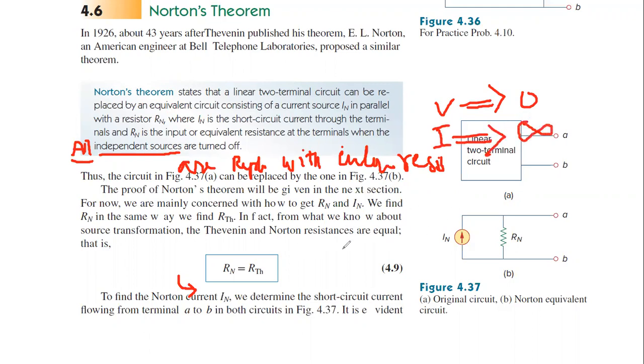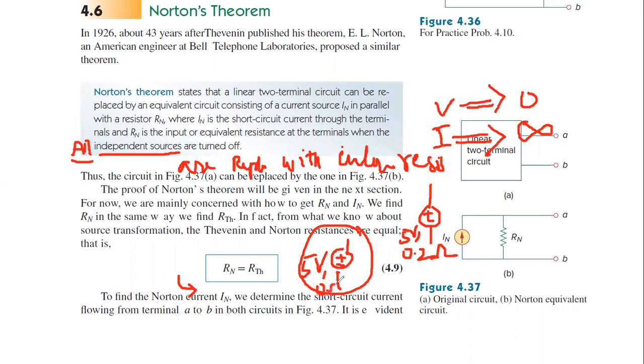If I give a plus-minus voltage of 5 volts, this is nothing but an ideal voltage source. If I give the voltage source with a resistance, 5 volts comma 0.2 ohms, this is nothing but a non-ideal voltage source. So here 5 volts comma 0 ohms, and here 5 volts comma 0.2 ohms. Then when I'm finding Rn or RTH, this entire voltage source is going to be replaced with the internal resistance.